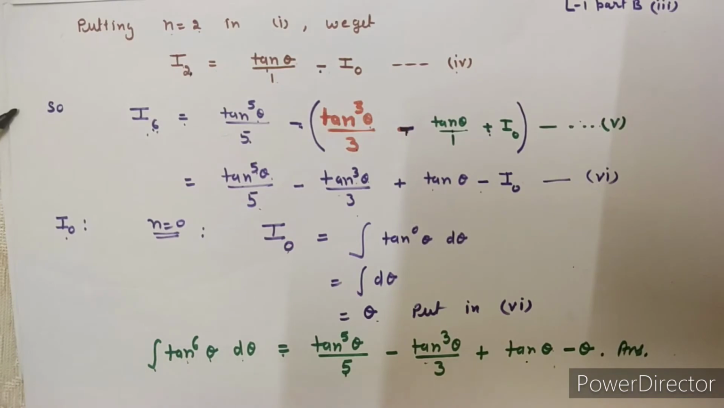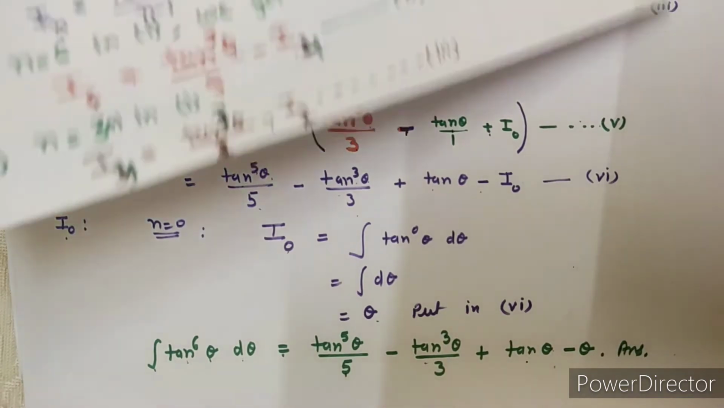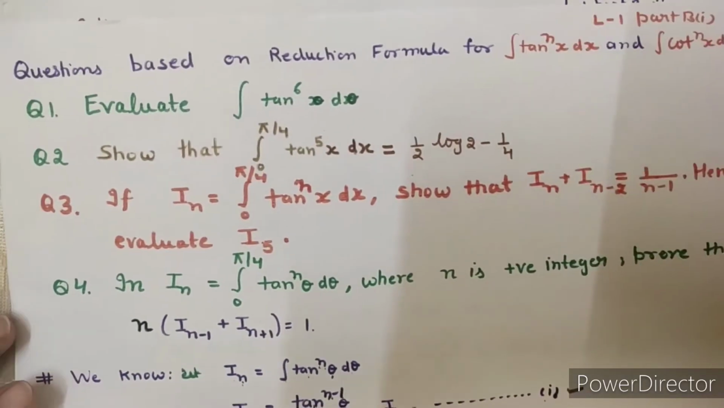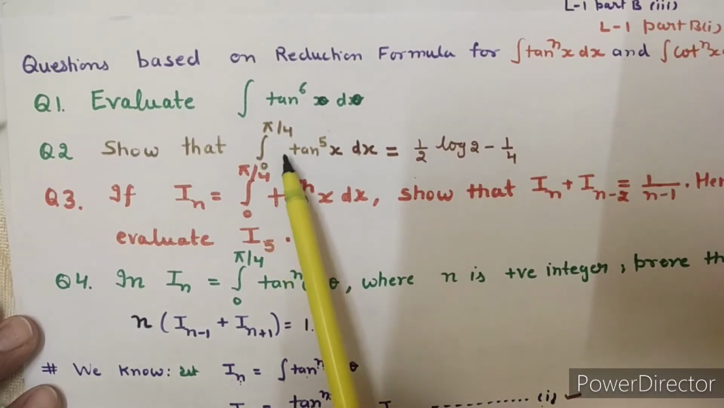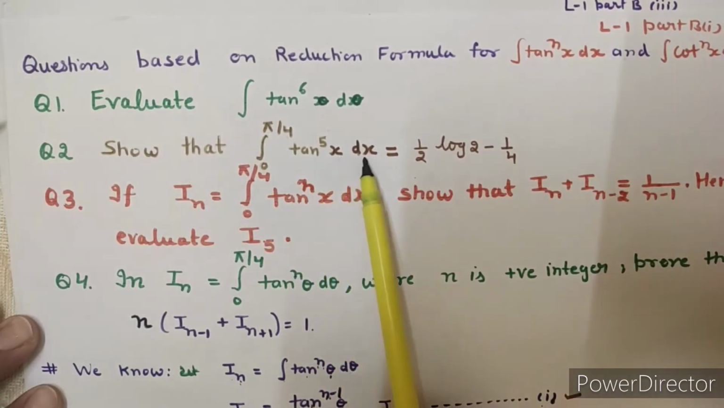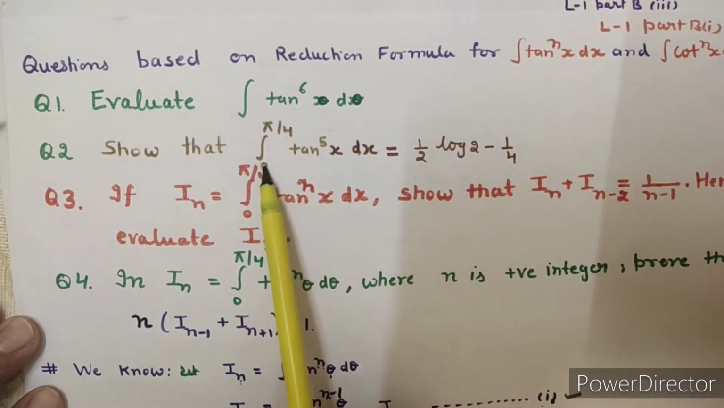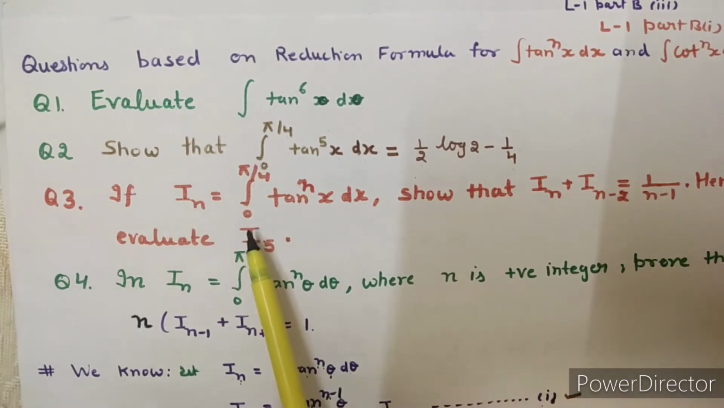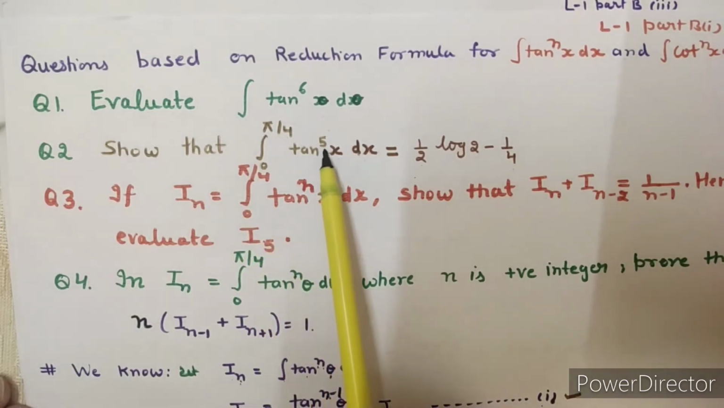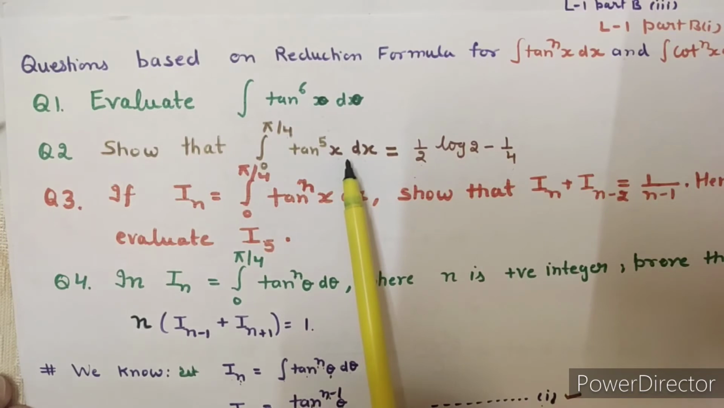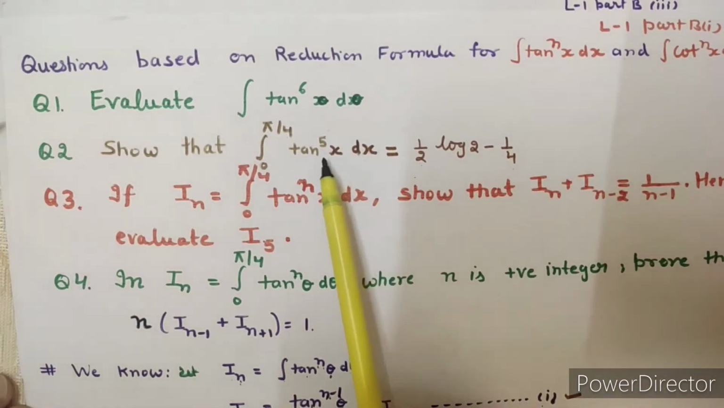Now the second question, that is: show that the integral from 0 to pi by 4 of tangent 5x dx is equal to 1 by 2 log of 2 minus 1 by 4. Okay, now here your limit is 0 to pi by 4. So in general, this can be asked as a 2-mark question or an objective question.